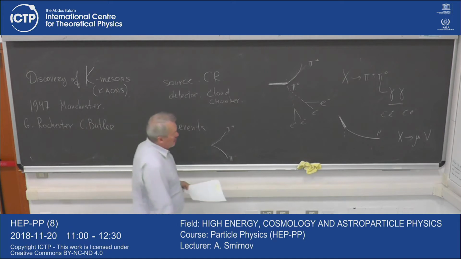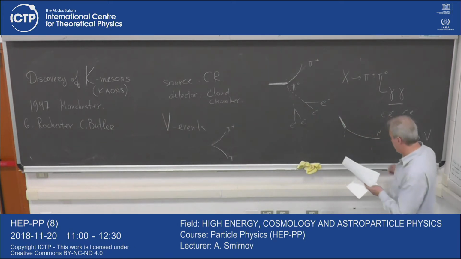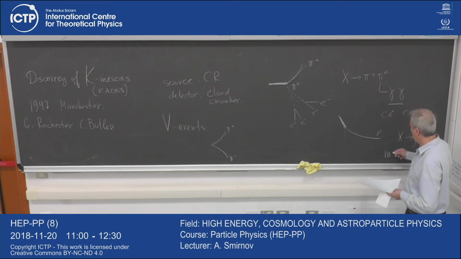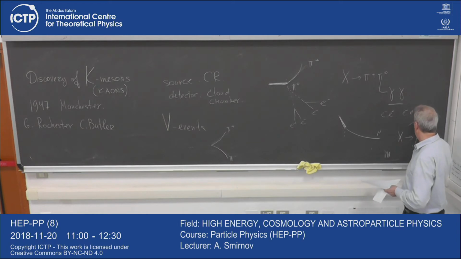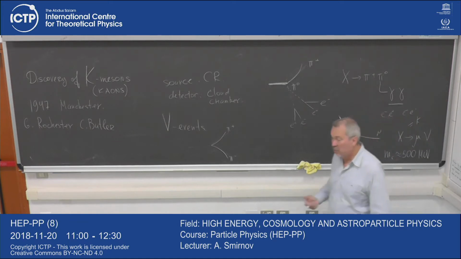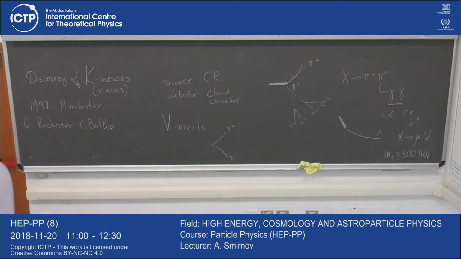So from here, assuming this two-body decay, you can estimate the mass of this particle, and it happened that the mass of this particle x, which is identified, let me call it x already as kaon, the mass of K is approximately 500 MeV. So in this way, a new particle has been discovered with a mass around 500 MeV, and this particle has been called a strange particle.